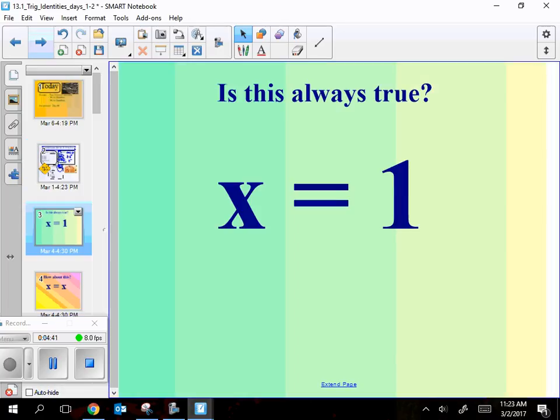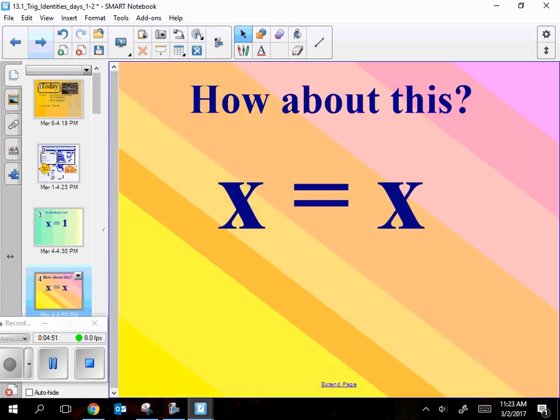Is this always true? No. Is it sometimes true? Yes. If I make x equal 1, then it'll be true. But if I make x equal 3, then it won't be true. How about this? Will this always be true? And I know you're careful about saying always, but if you're smart, it's often a trick when they say always or never.